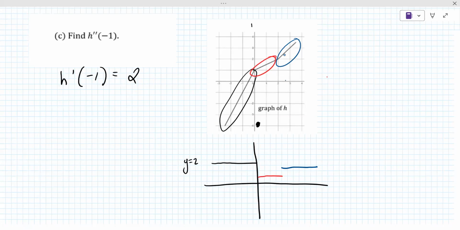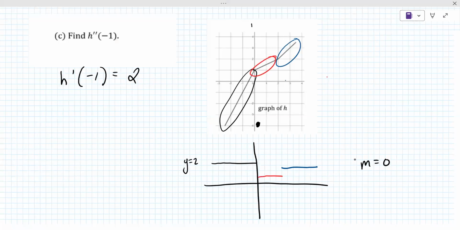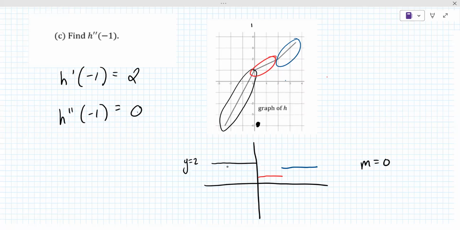So notice that the slope of each of these lines is 0. The slope of all three of these lines is 0. And the second derivative is the slope of the derivative at that point. So this question is really asking for the slope of these three curves down here at the bottom, but in particular, it's asking about this one on the left. What is its slope? It's 0.